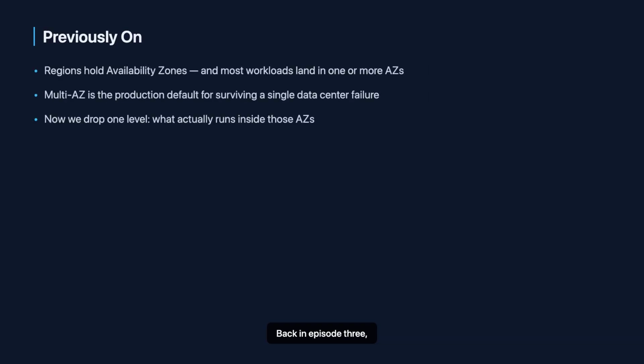Back in episode 3, we mapped out the global infrastructure, regions hold availability zones, and we treat multi-AZ deployments as the production default because one data center can go dark. But we never opened the door and looked inside. What actually runs in those data centers? That's where EC2 lives, and it's the foundation almost every other compute story builds on.